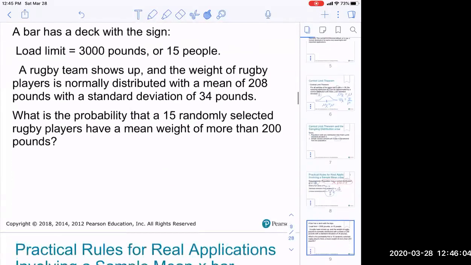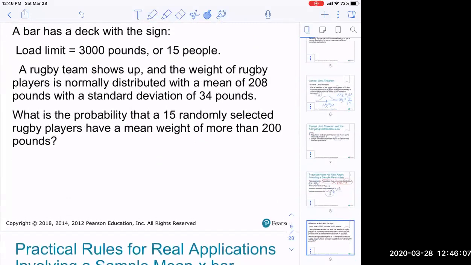Going back to rugby players. Notice what I put in here. The weight of rugby players is normally distributed because n is only 15. So n is less than 30, so we fail that criterion. But because I said the population is normally distributed, we're okay to go. We've met that criterion. So how do we set this up? What is the probability that 15 randomly selected rugby players have a mean weight of more than 200 pounds?